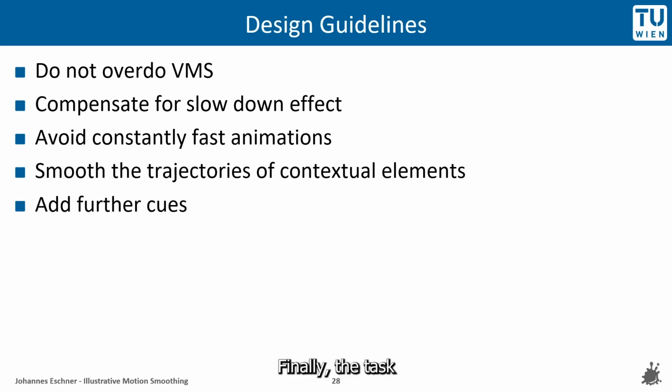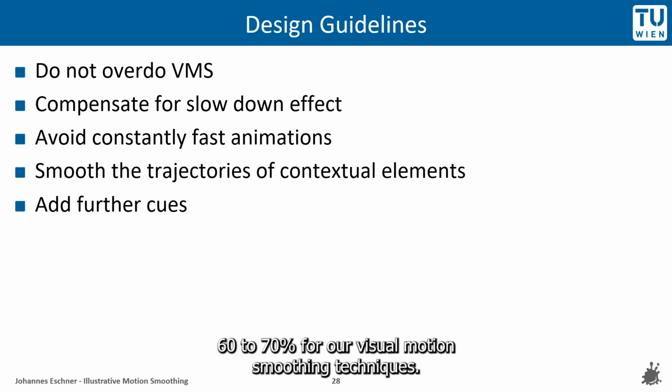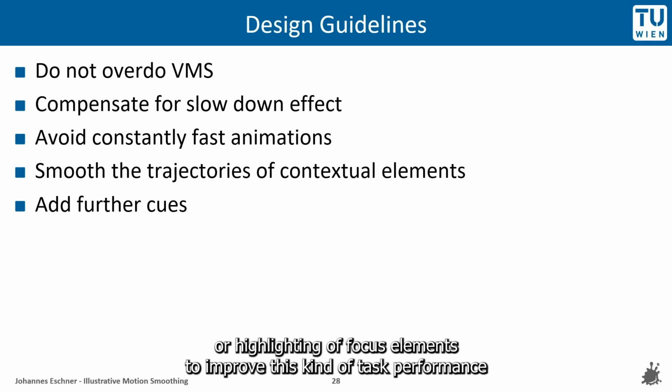Finally, the successful task completion in our study was only at around 60 to 70% for our visual motion smoothing techniques. Therefore, we suggest to add further attention guiding cues such as low lighting of context elements or highlighting of focus elements to improve this kind of task performance.